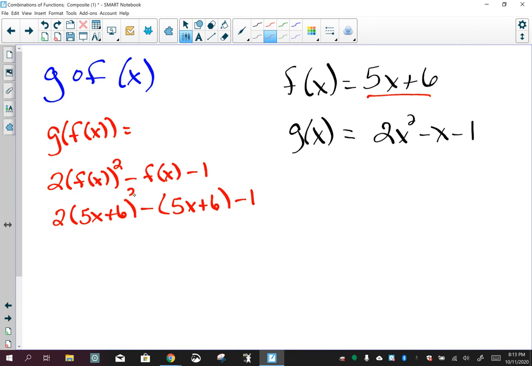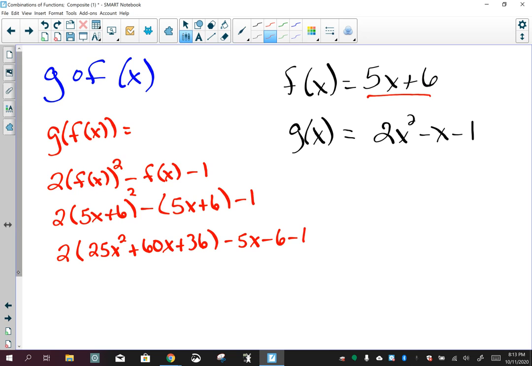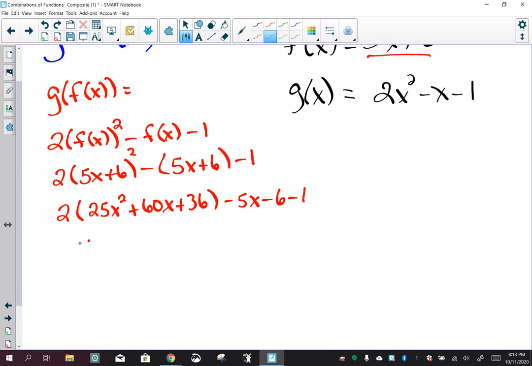Oh, I forgot the squared. So this becomes 2 times 25x squared. 6 times 5 is 30, double that, plus 60x plus 36, minus 5x minus 6 minus 1. I'm going to keep cleaning this up now. So I get 50x squared plus 120x plus 72 minus 5x minus 6 minus 1. And now I'm just going to keep cleaning stuff up.